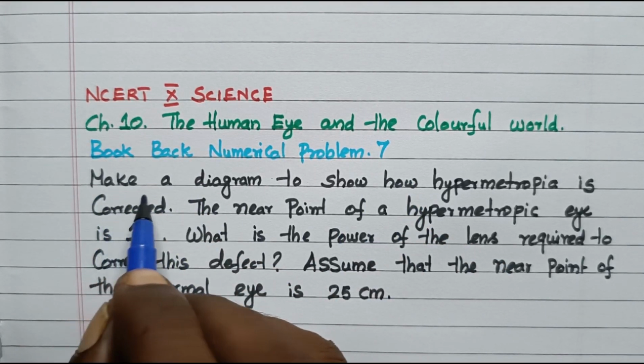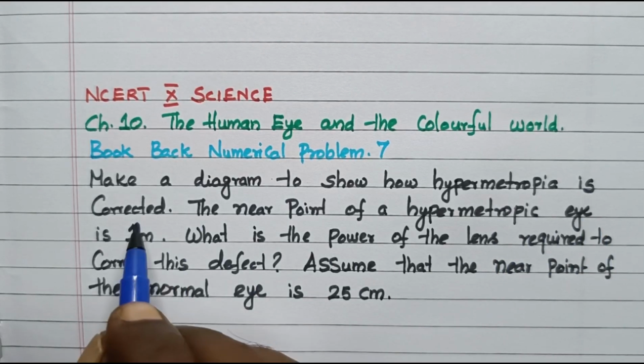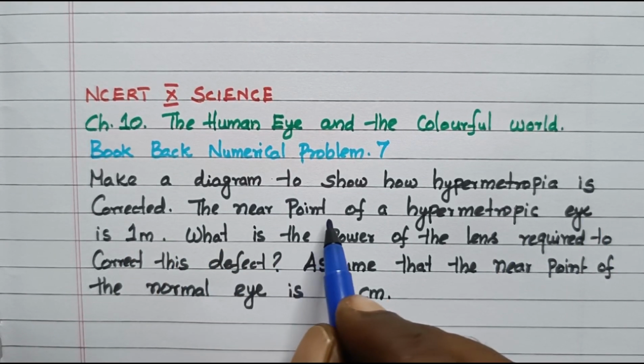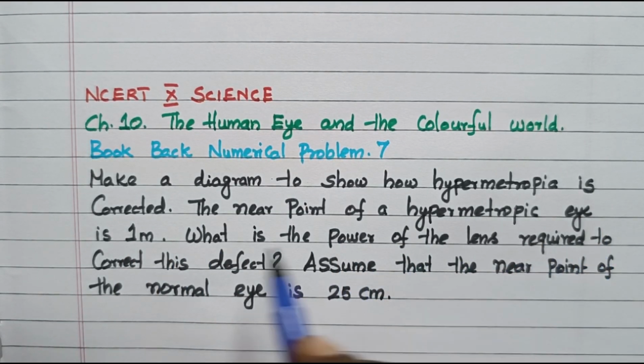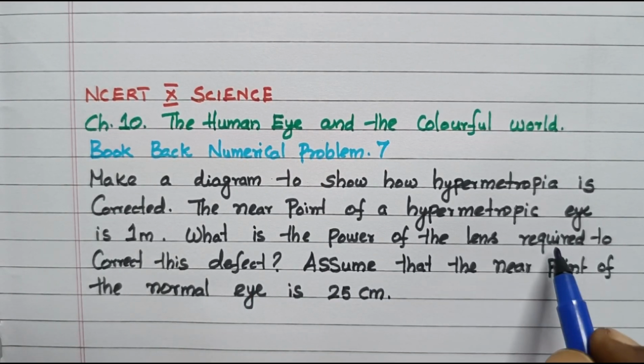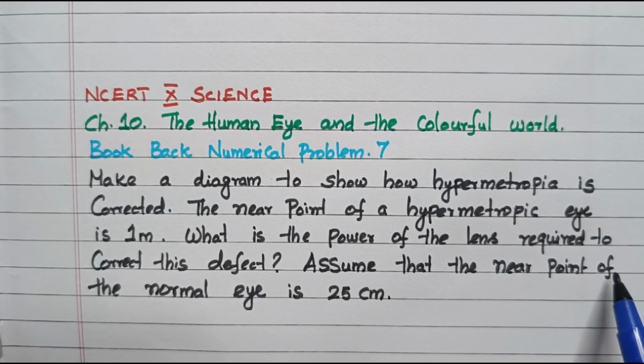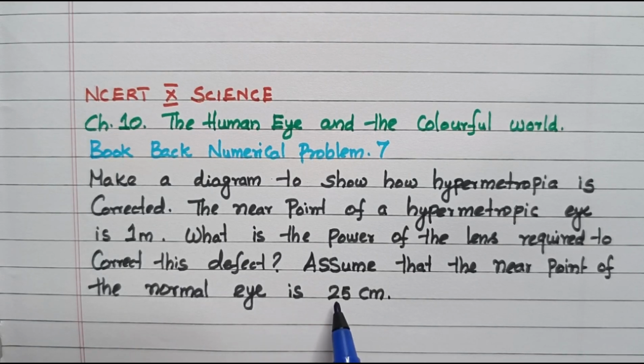The problem is: make a diagram to show how hypermetropia is corrected. The near point of a hypermetropic eye is 1 meter. What is the power of the lens required to correct this defect? Assume that the near point of the normal eye is 25 cm. This is the given problem.